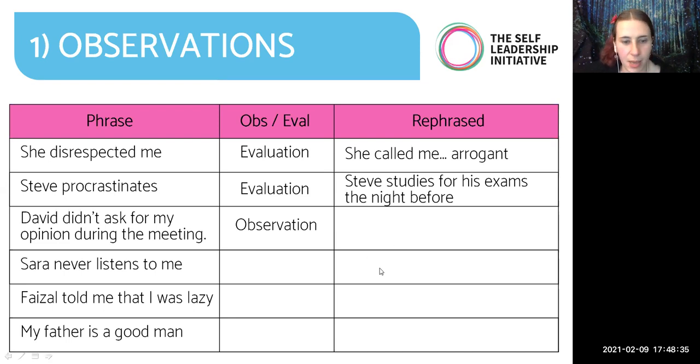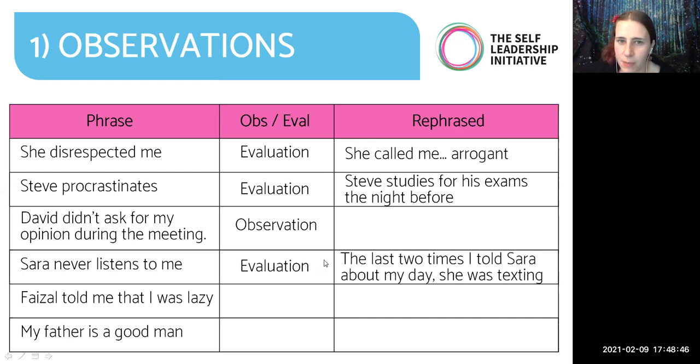Sarah never listens to me. That's an evaluation. Well done, 6 of you said that. Because of that word never, it's perhaps over-dramatizing. So if we wanted to make it more like an observation, we might say the last 2 times I told Sarah about my day, she was texting at the same time. So we're clarifying in what way we don't feel listened to.